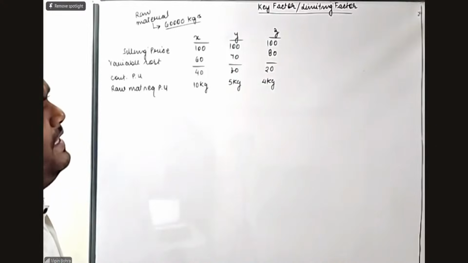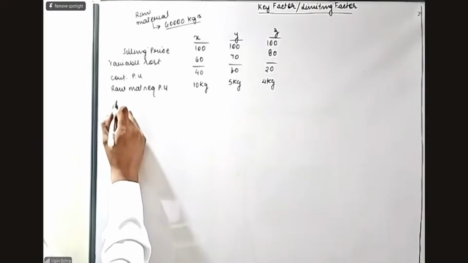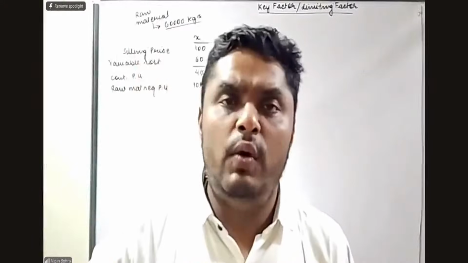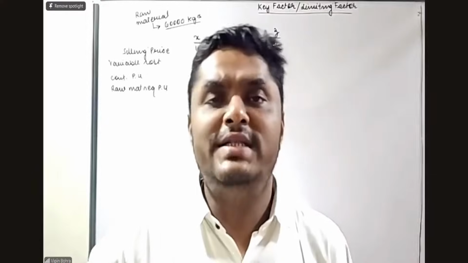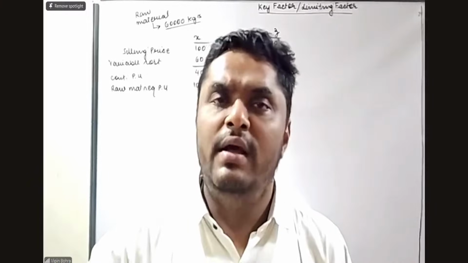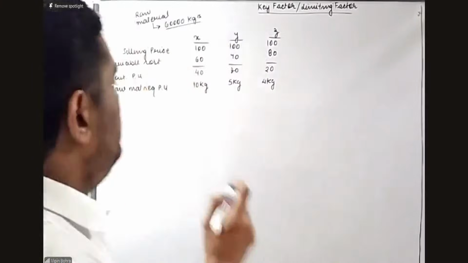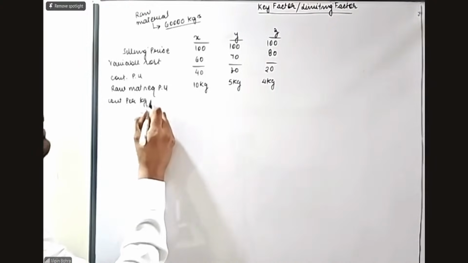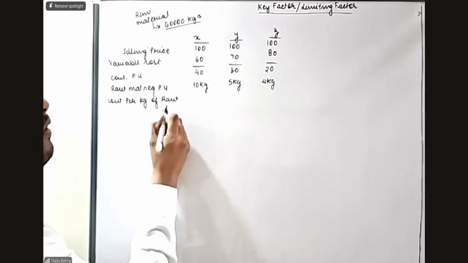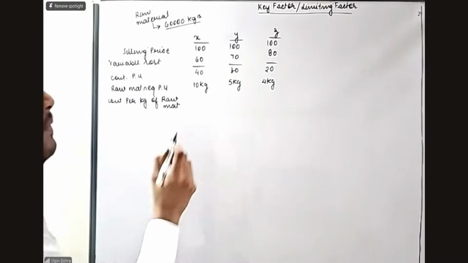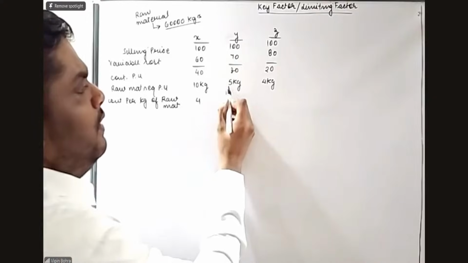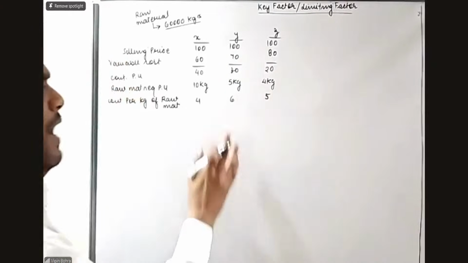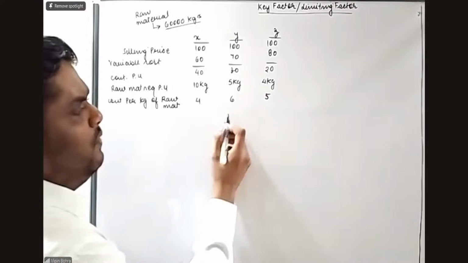If such information is given in the question, we'll first of all calculate the contribution per kg of raw material, because my raw material is available in a very limited quantity and my objective is to utilize the raw material in such a way that I can get the maximum out of it. So herein we'll be calculating contribution per kg of raw material. So herein it will be 4, 30 divided by 5 is 6, and 5. So the highest contribution we are getting is in product Y.